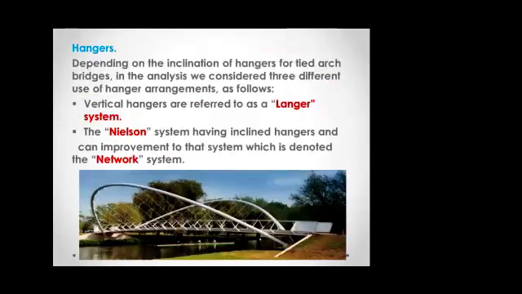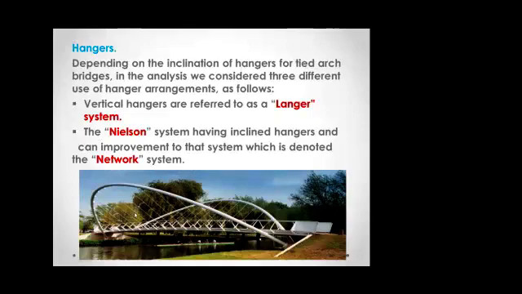And what is the anchor? Depending on the inclination of the anchor for the tied arch bridge, in the analysis we will consider three different hanger arrangements as follows. There are three: vertical, Nielsen, and Langer systems. So what is the difference between them? The vertical member system is referred to as the Langer system. The Nielsen system has inclined anchors, and the improvement on it is denoted as the network system. Either you can say it is a Nielsen system, or else it will be called a network system.